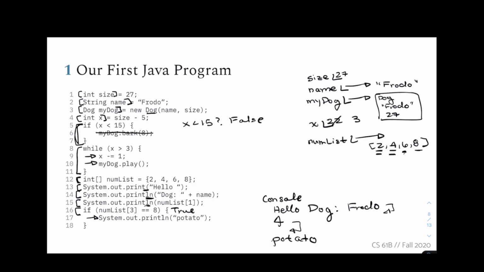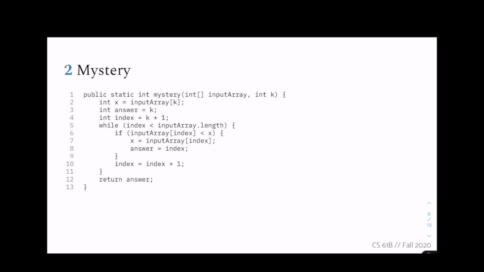And just like that, we've reached the end of our first Java program. Now, let's move on to something a little more complicated. Here you're given a function called mystery, which you don't know what it does. And let's figure out what we can tell about it.